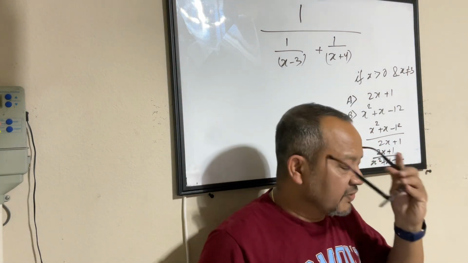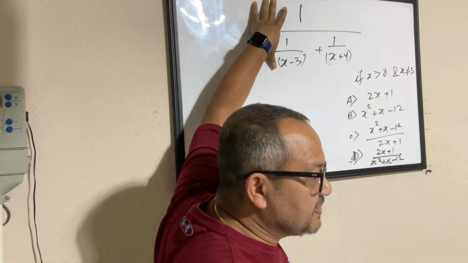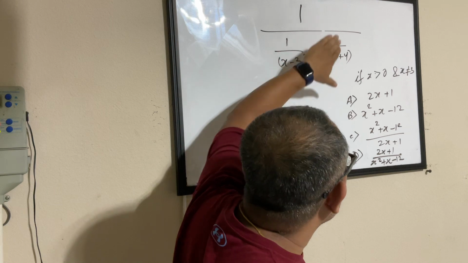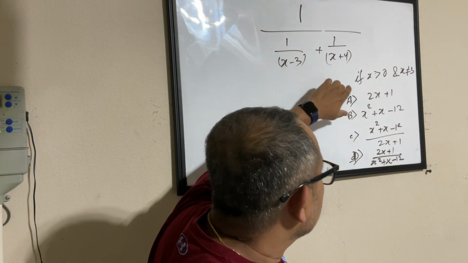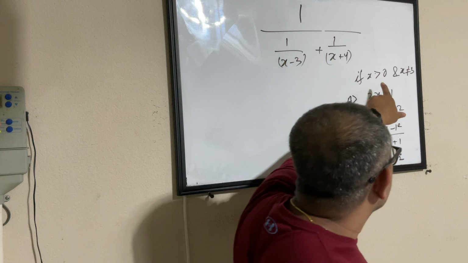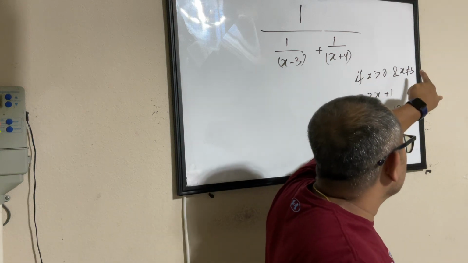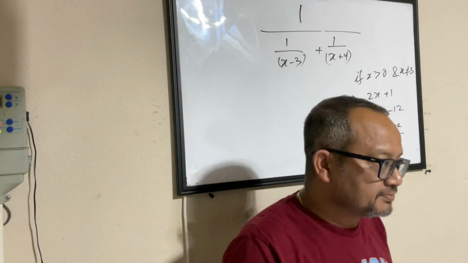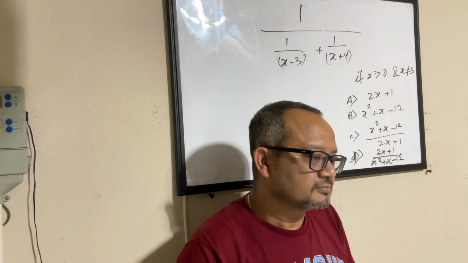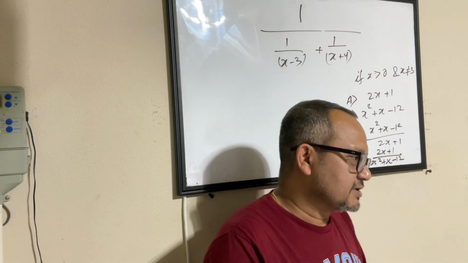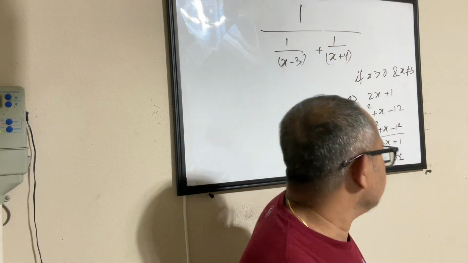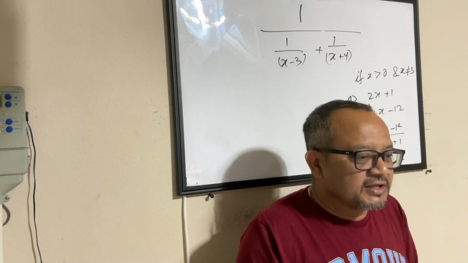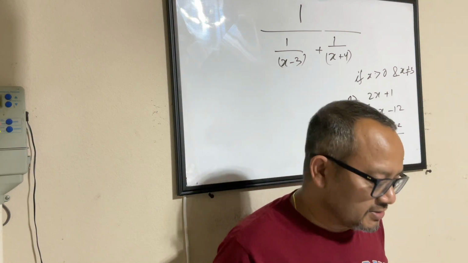So let me read the question for you guys. We have been given this expression 1 by x minus 3 plus 1 by x plus 4. And then the conditions given are if x is greater than 0 and x is not equal to 3, which of the following is equivalent to the expression above? What would you do first? I want to read your mind. I am not in a hurry to solve this problem. I want to make you guys think and tell me how would you start?